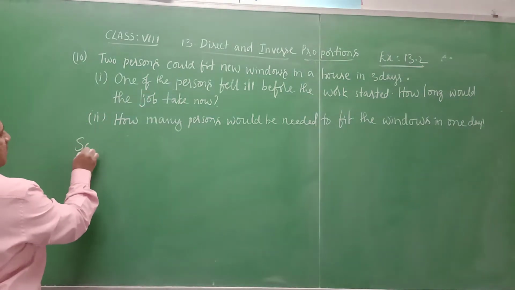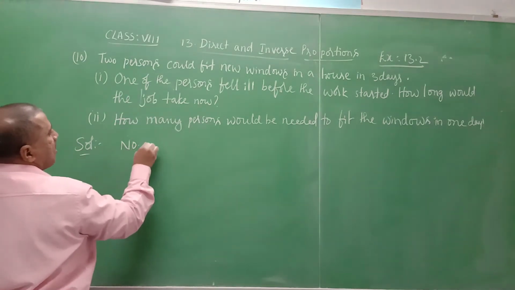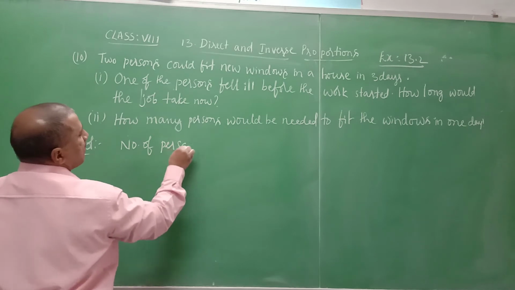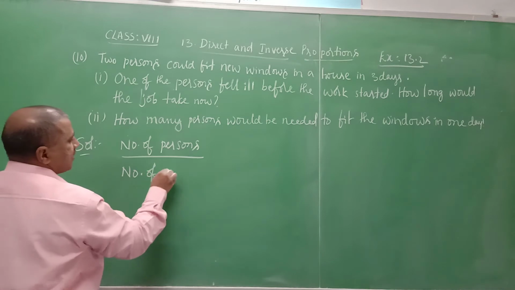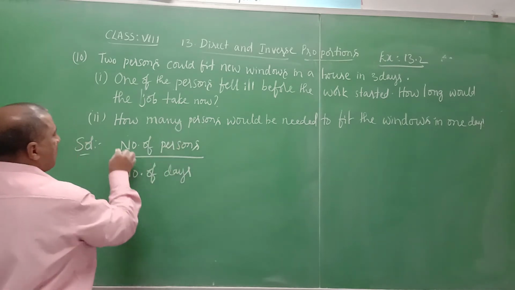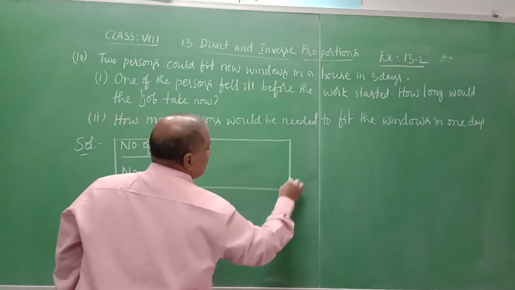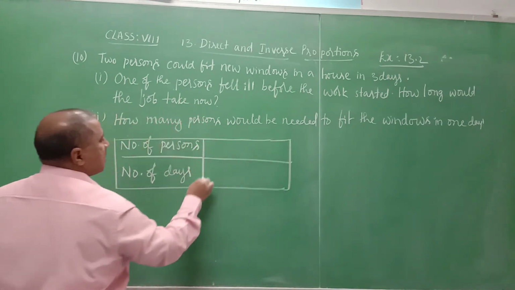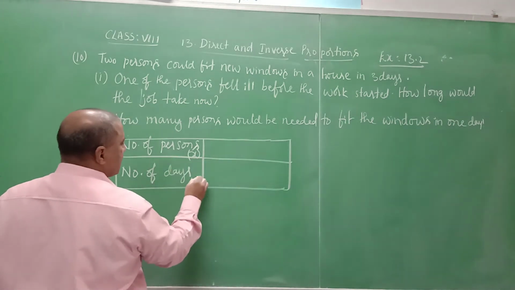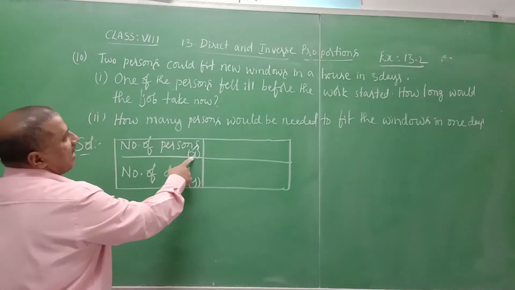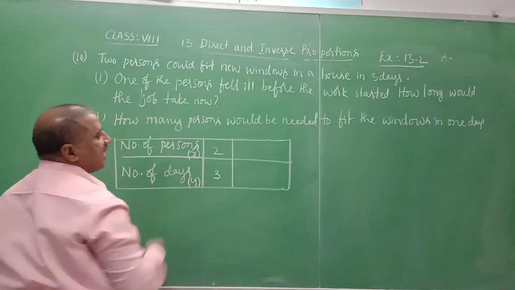So we know. Now write the table. It is number of persons and number of days required to do the job. What is the job here? It is fitting the windows. So in the first case, number of persons will be the x values and number of days will be the y values. 2 persons can complete that work in 3 days.